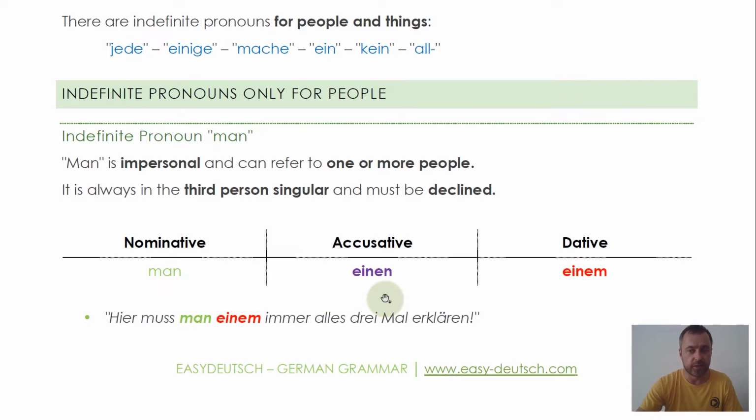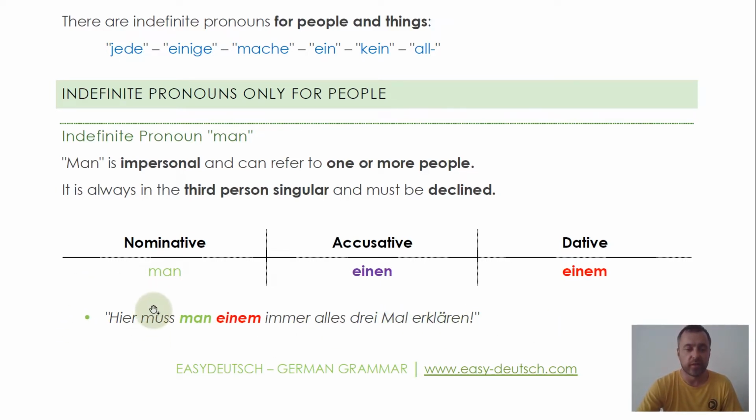And pay attention, you have to decline it, so it can stand in accusative or dative case. That's not very common, but it's possible. For example, hier muss man einem immer alles dreimal erklären. Here you have to explain to everyone everything always 3 times.